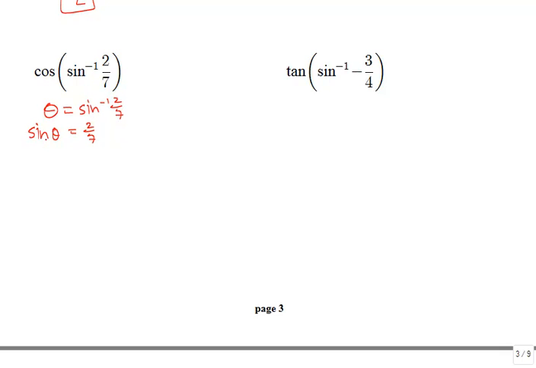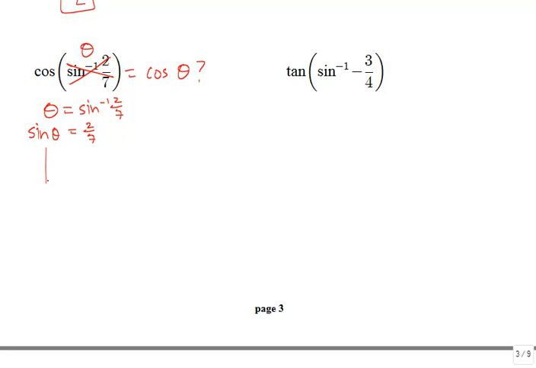Now if you know what the sine of an angle is, how can you figure out what the cosine of that angle is? So I'm replacing all of this with theta, so now it's really turning into the problem, what's cosine of theta then? That's what we're trying to find. So if I know what sine is, how can I find its cosine value? We do that with triangles.